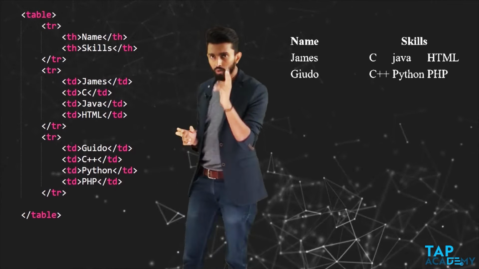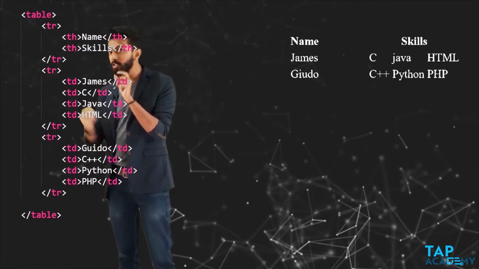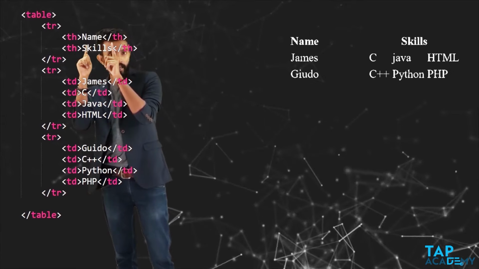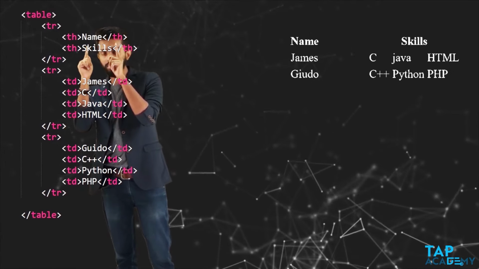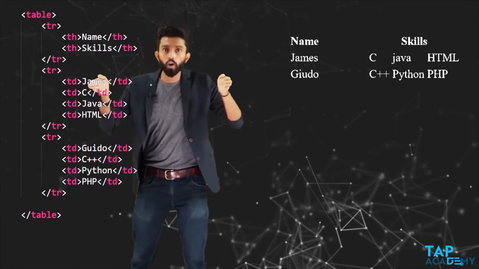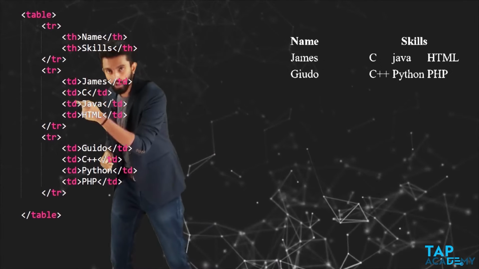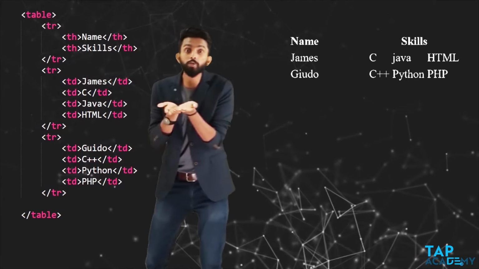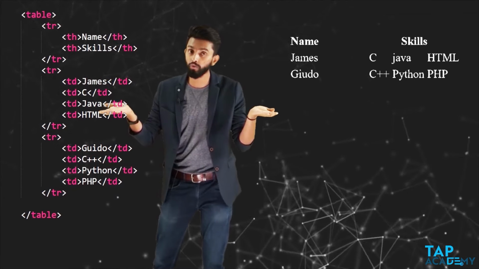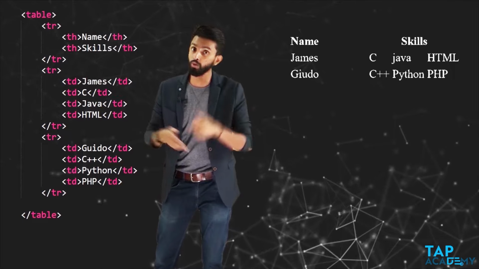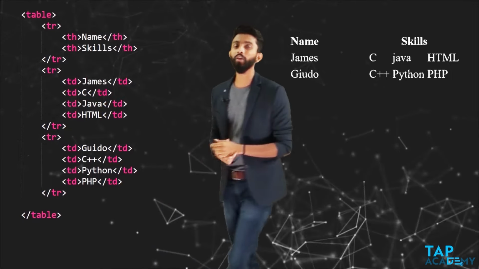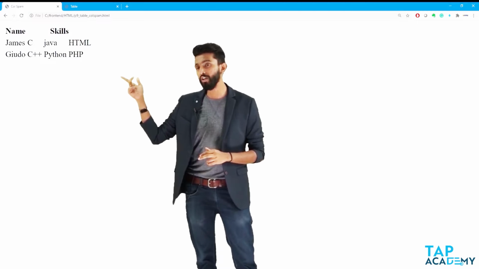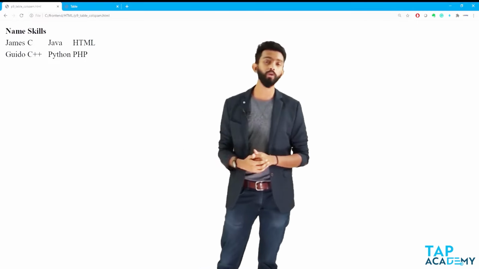But what I want you to focus on is this skills. I want you to see, if in case I execute, will the skills span across C, Java, HTML, C++, Python and PHP? Will it span across these three pieces of data? That is what we have to see, because that was our expectation. Let me take you to my browser window, and there if in case I just refresh it, you can notice this is how it looks.